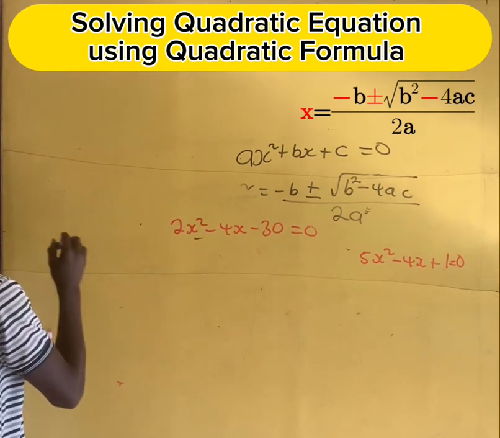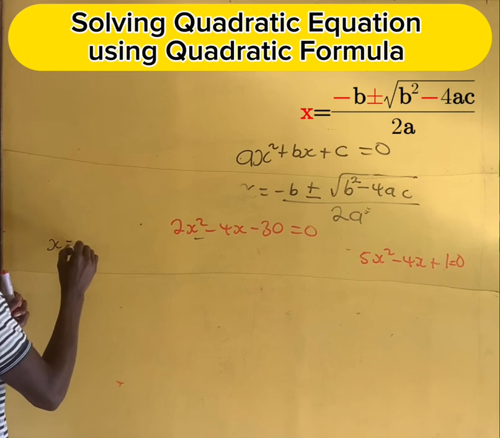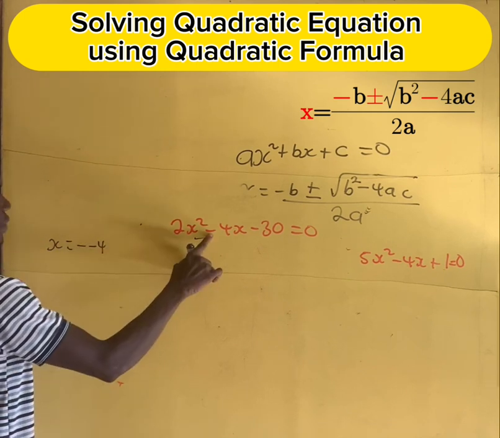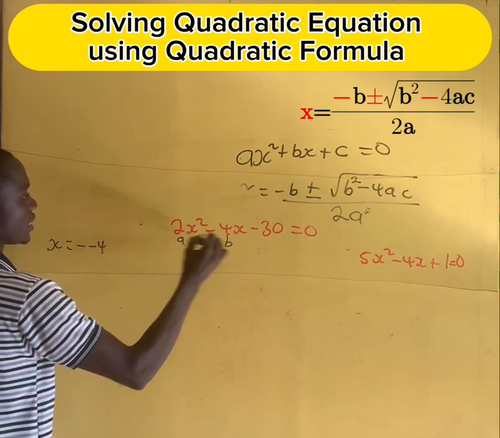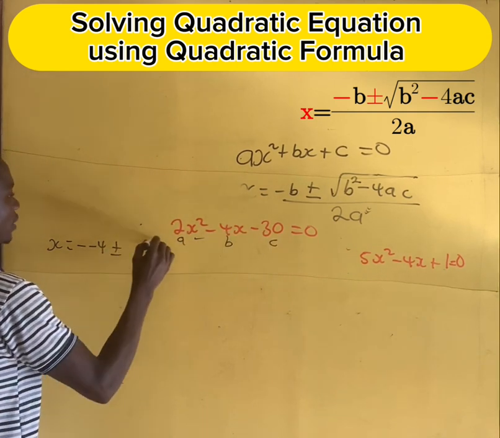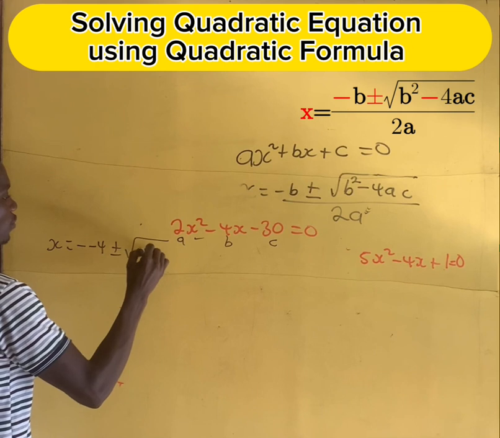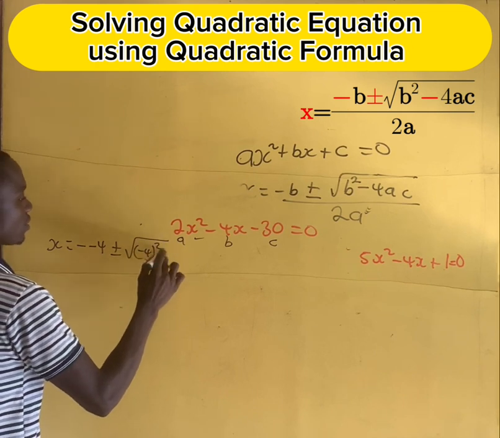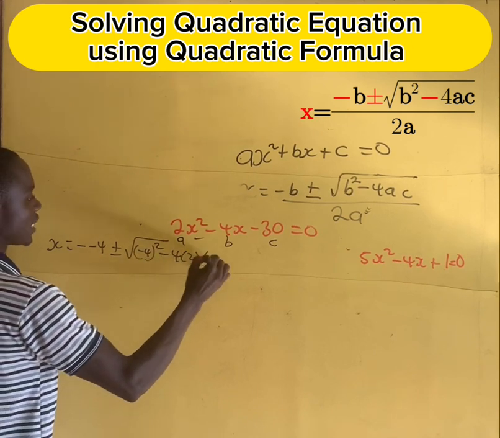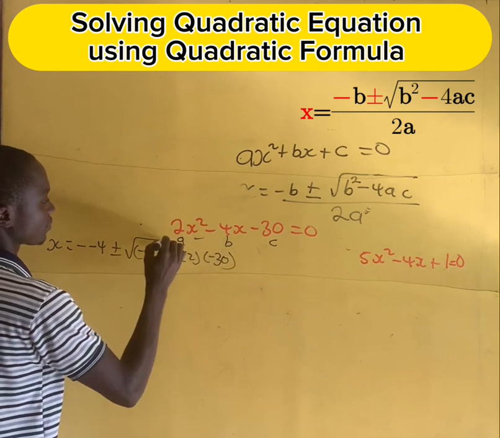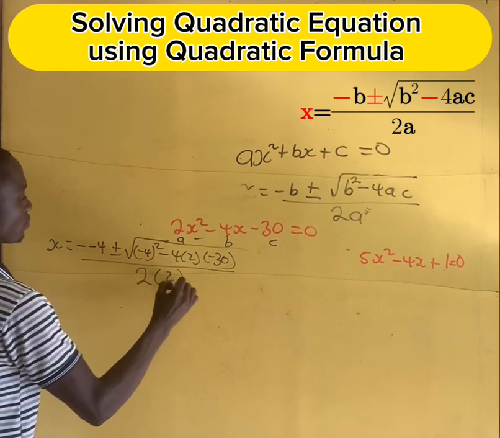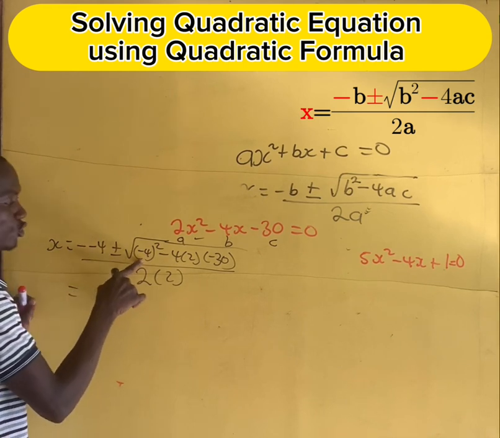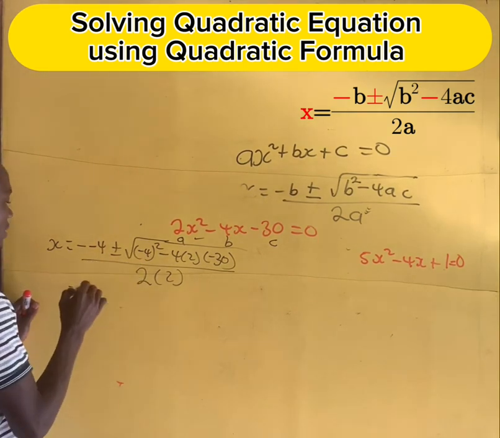So this one, we have x equal to minus minus 4 because we have minus here and we have minus here. This is our B, this is our A, this is our C. Plus or minus the square root of minus 4 squared minus 4 times 2 times minus 30, all divided by 2 times 2. So use your calculator to punch this and let me see the answer that you get.